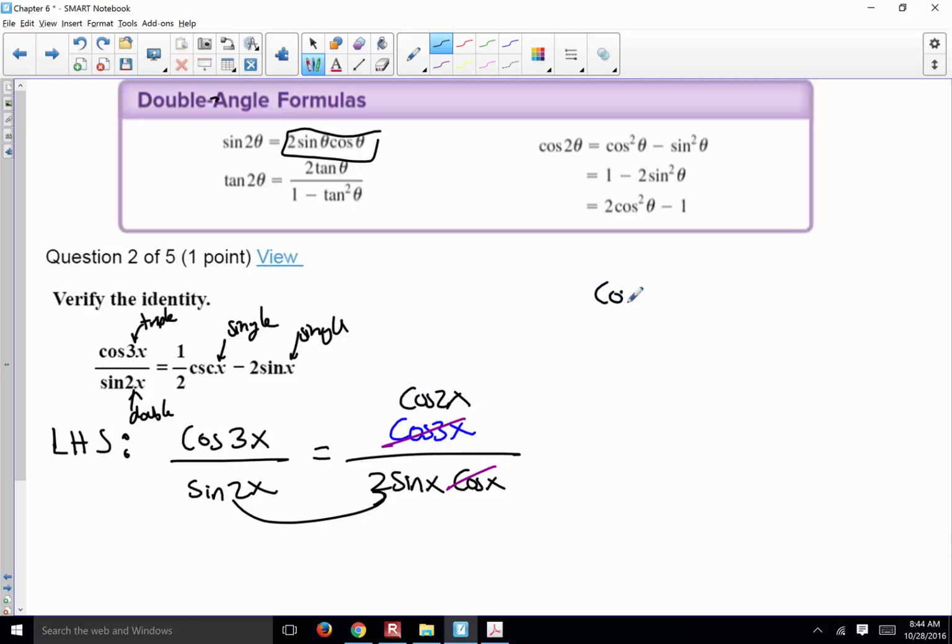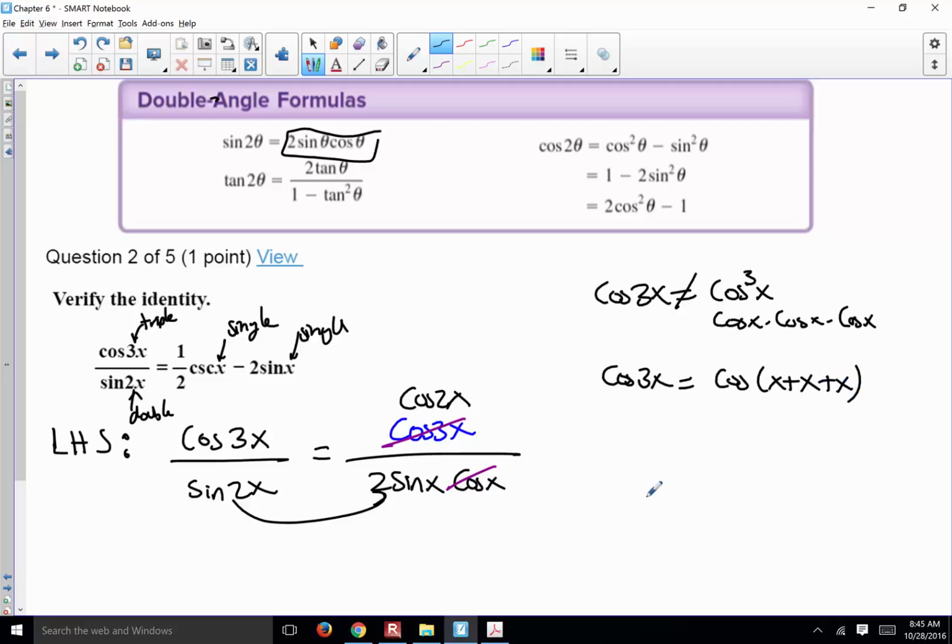Here is the confusion we are having. This cosine 3x does not mean it's cosine cubed x. It's not. I mean, this is cos x, cos x, cos x. So you can cancel one, but cosine 3x is not that. And we cannot make this cosine x, cosine x, cosine x multiplication. So they don't cancel, unfortunately.